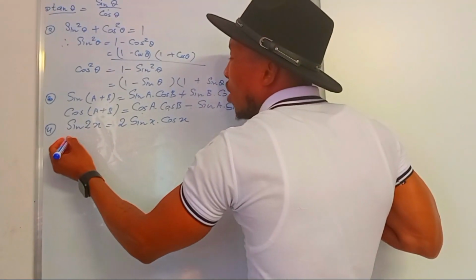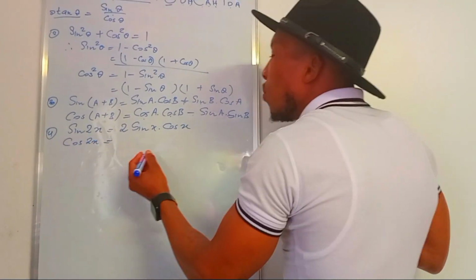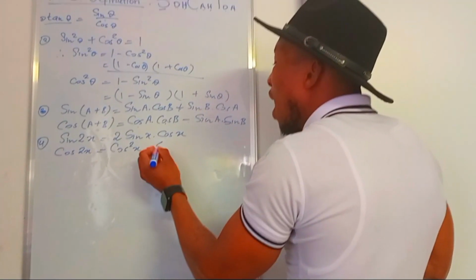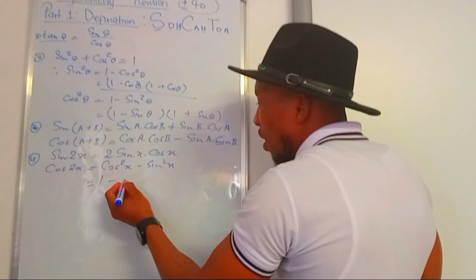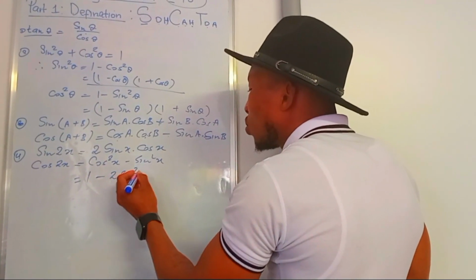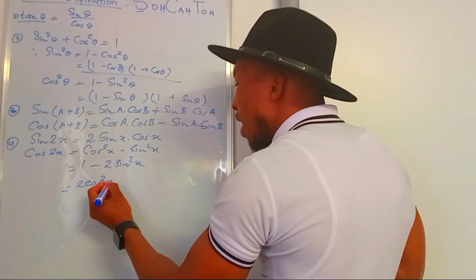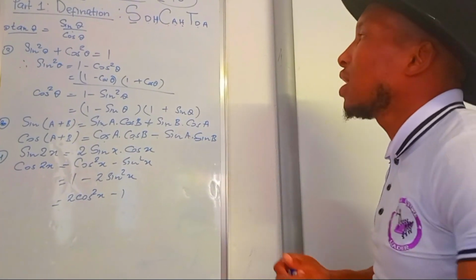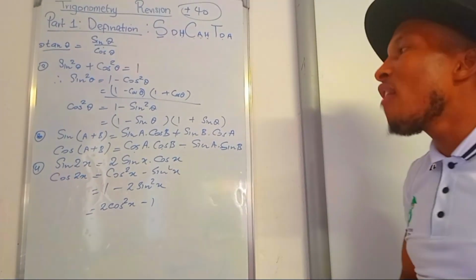And also the double angle of cos. The double angle of cos, we normally say that is cos squared x minus sine squared x. All right? And also 1 minus 2 sine squared x. And also 2 cos squared x minus 1. These are the equations that we normally use on part 1 when you're just solving the sum. Okay?